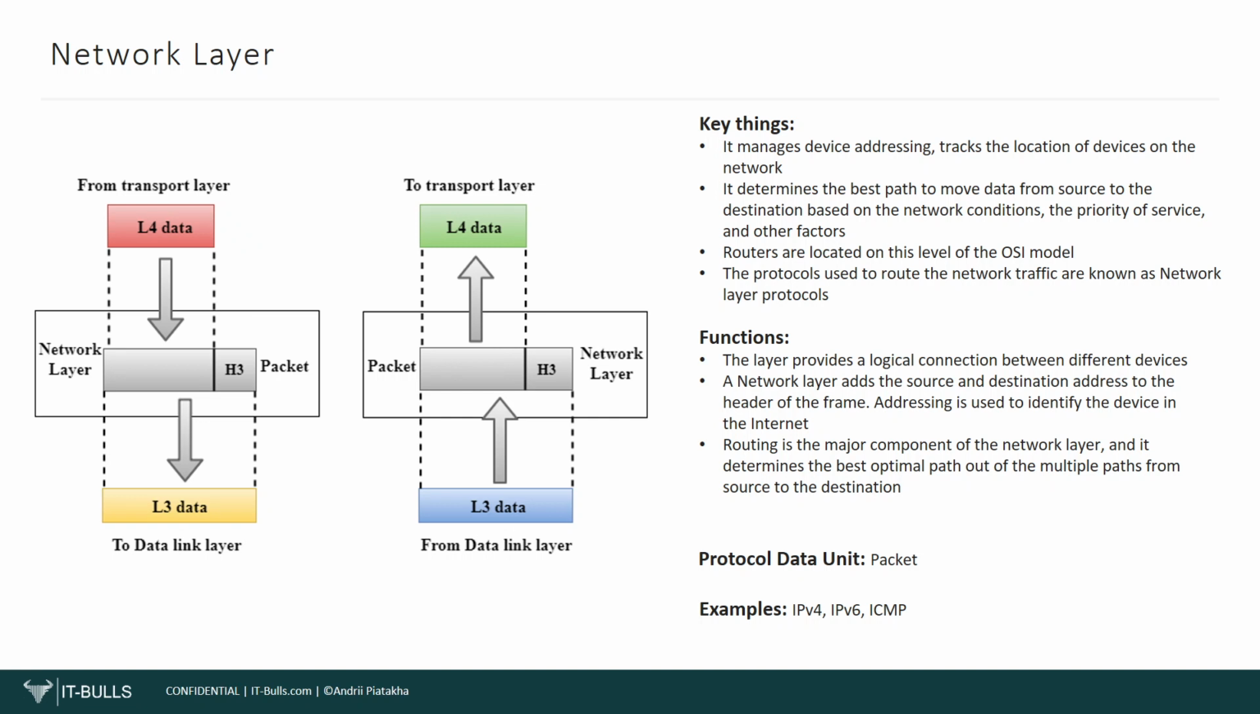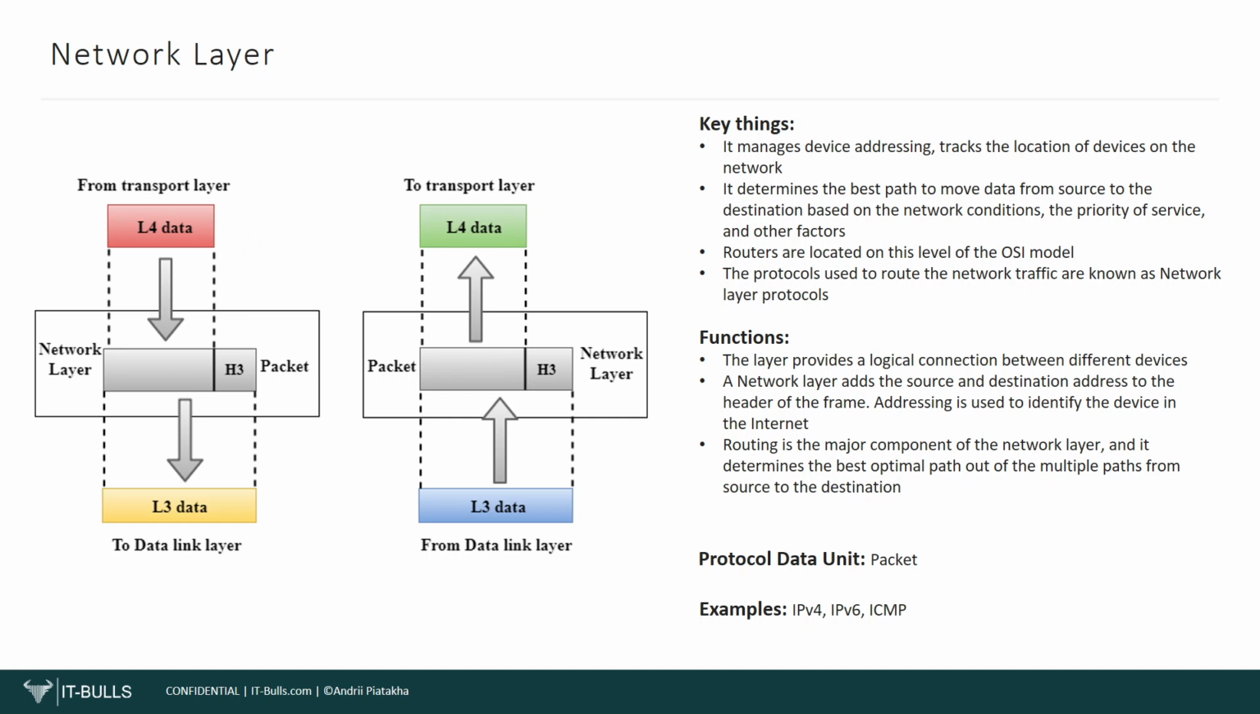We already learned that the data link layer is responsible for routing and forwarding the packets. We learned this few minutes ago, and the routers are located on this level of the OSI model. The protocols used to route the network traffic are known as network layer protocols. Examples of protocols are IP, Internet Protocol. I believe that you already understood main function of this layer, but let's review its other functions.